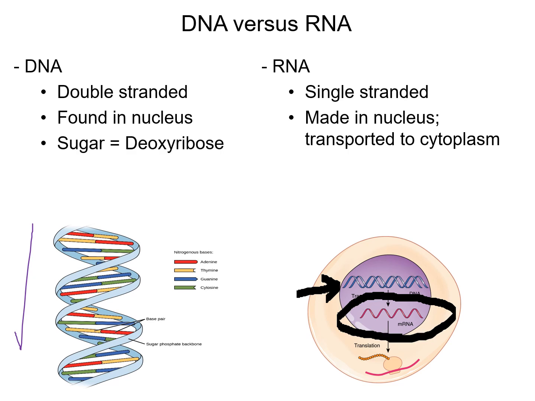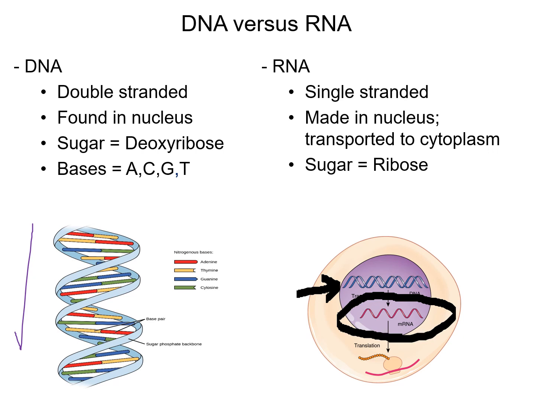The sugar in DNA is something called deoxyribose. I'll show you a picture in just a moment showing you the subtle difference between the sugar deoxyribose and the sugar ribose. And then probably the most important difference is the bases, the nitrogenous bases, or what we call the nucleotides.